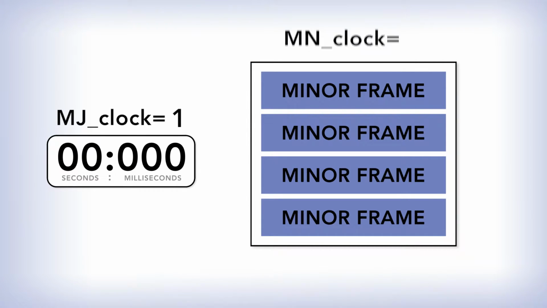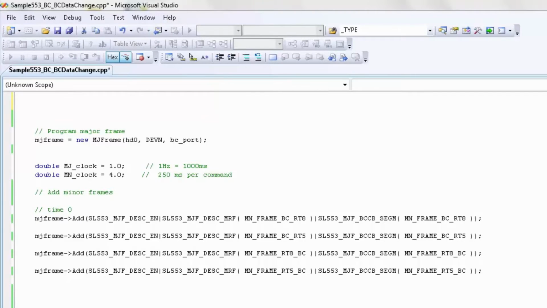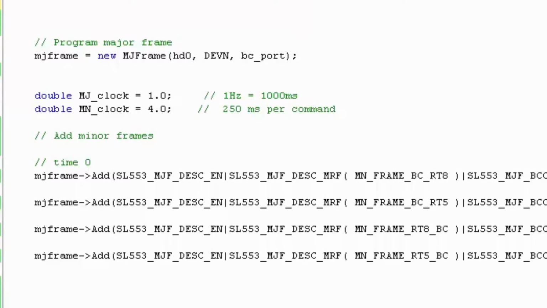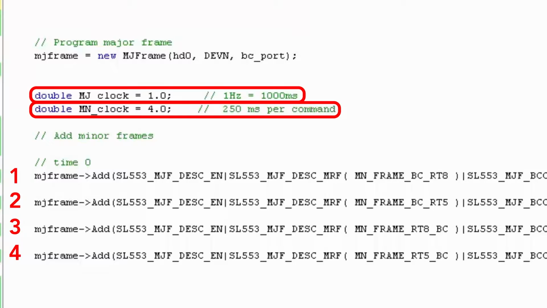The minor frame clock indicates how many minor frames can be processed within the major frame cycle. Say the major frame clock is 1 Hertz, which means the major frame will restart every second. If there are 4 minor frames, and the minor frame clock is set to 4 Hertz, then all 4 minor frames will be executed before the major frame restarts.